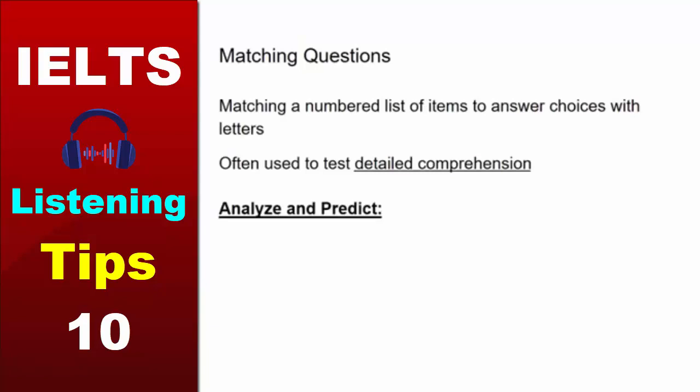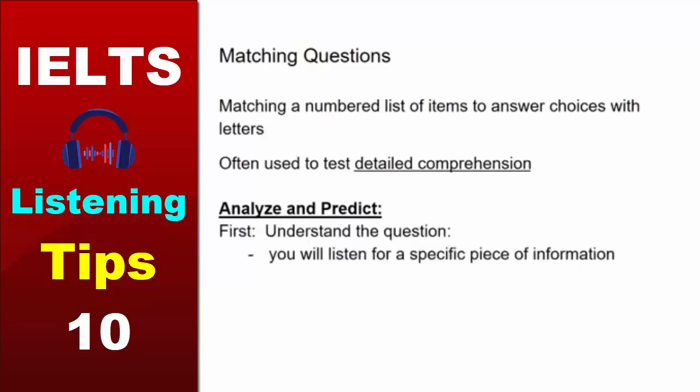In the time you have before you listen, as you're analyzing this question type, there are a couple things to keep in mind. First, you need to understand the question. Okay, so you will listen for a specific piece of information for this question type. In our example that we saw at the beginning of this lesson, we were given the question, okay, what activities will Julia do? And then we give the list. She will do this, she might do this, she will not do that. It's important to understand exactly what you're supposed to listen for from this part of the question.